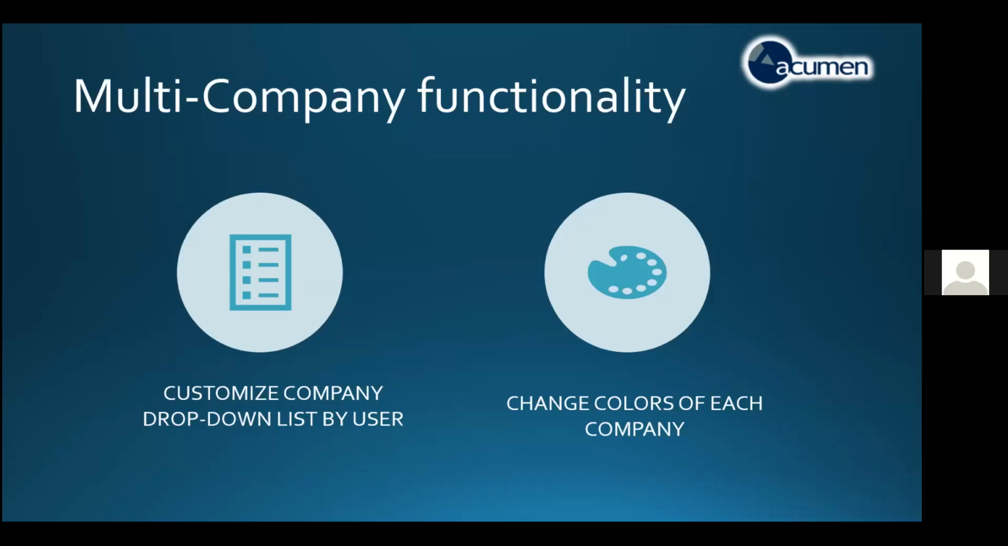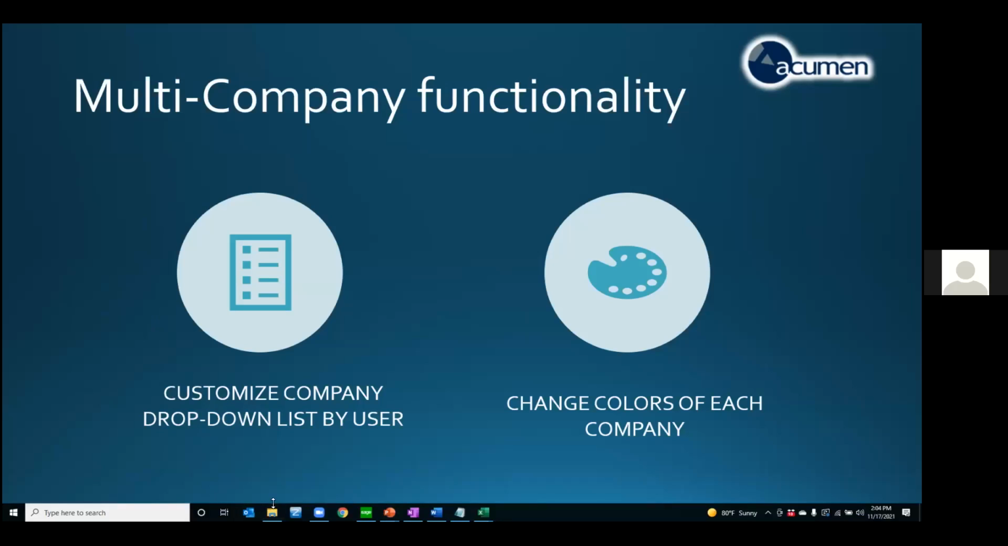So, multi-company functionality. What I mean by that is when you have a lot of entities, sometimes it can get confusing to deal with each of them and know which one I'm in, which one I have access to, how many I have open at the same time. There are a couple of different ways we can handle that. We can customize the company drop-down list, and we can change colors of each of the companies. To show you that, let's jump over to Sage 300 here.